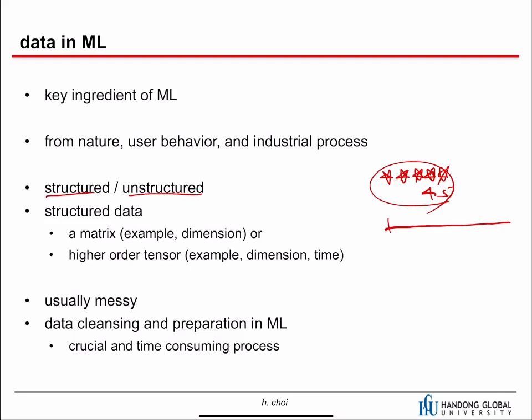And the plot was great, the story was beautiful, but the actress was not great. So this kind of text is unstructured. Okay. And usually the data is messy, and the cleansing and preparation is really a time-consuming job. Probably you will spend like 90% of your time in data cleansing and preparation.